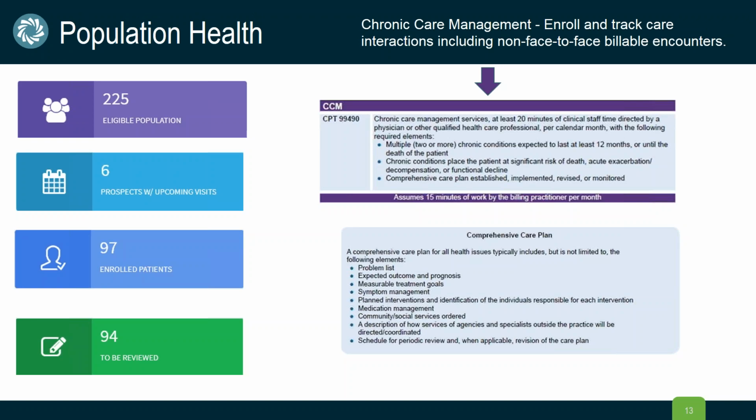Here we have some detail from CMS regarding qualification for chronic care management, as well as the definition for a care plan. It's anyone with multiple chronic conditions, 2 or more, that are expected to last at least 12 months or until death of the patient. The care plan consists of a few of the things listed there, including the problem list, the expected outcome and prognosis, as well as measurable treatment goals and a few other things. The idea is that every month you're simply calling the patient, having a 15 to 20 minute phone call or a few checkpoints throughout the month, and then documenting that. That's something you can bill out every month without having to have that patient come in and take an appointment slot or take up space in the clinic.